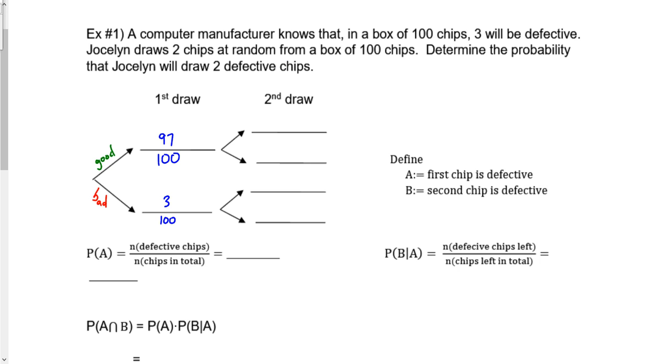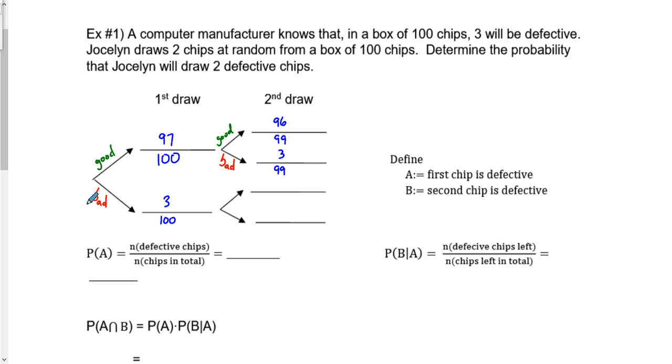The second draw, if we know that the first one's good, well, what's the probability of the second one being good? If we know it's good, there's only going to be 96 good ones left, but there'll be 99 left in the box. Yes, in the box. If we know the first one's good, the second one could potentially be bad. So if we know that there's 97 that are good, we know that there's 3 that are bad, and there'd only be 99 left in the box.